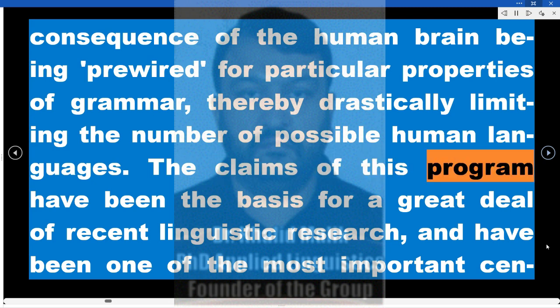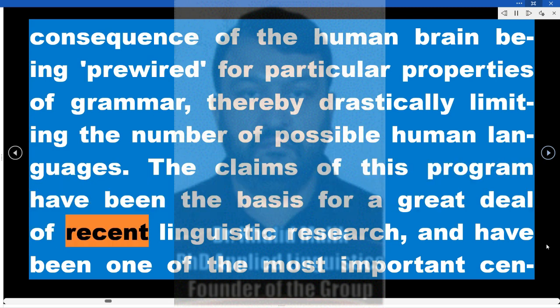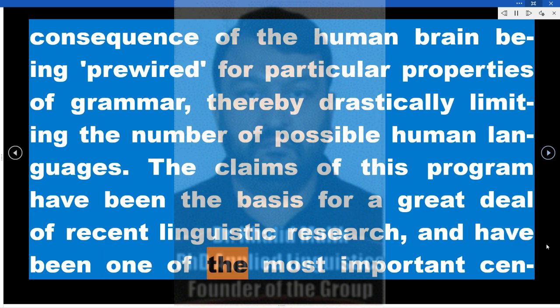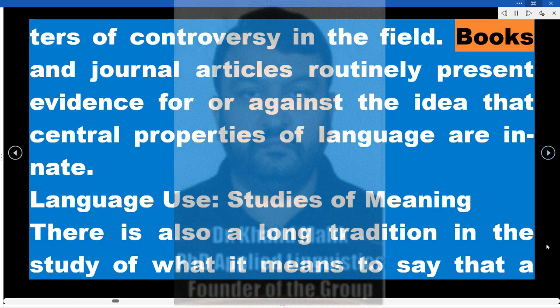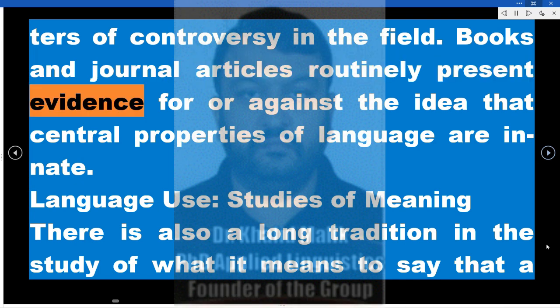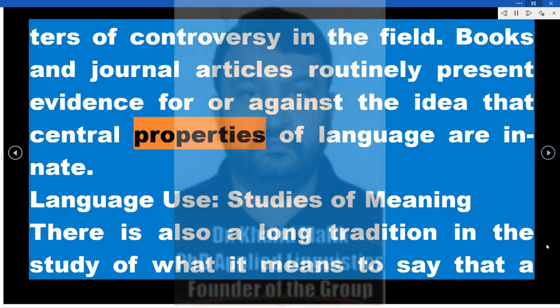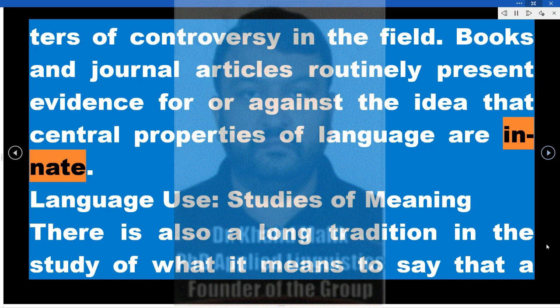The claims of this program have been the basis for a great deal of recent linguistic research, and have been one of the most important centers of controversy in the field. Books and journal articles routinely present evidence for or against the idea that central properties of language are innate.